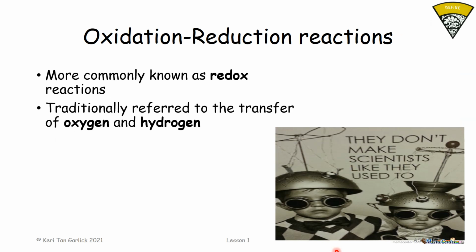So traditionally, then it expanded to understanding that redox reaction could also involve the transfer of hydrogen. So that added to, like I said, what we know about redox, and redox is just a short way of saying reduction and oxidation.